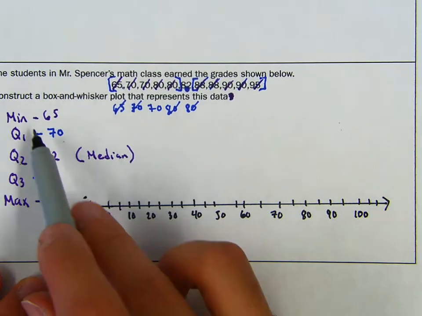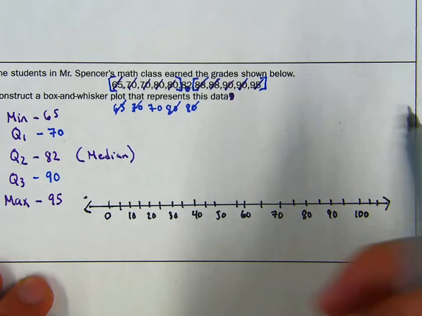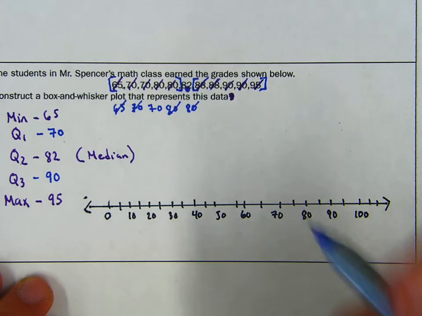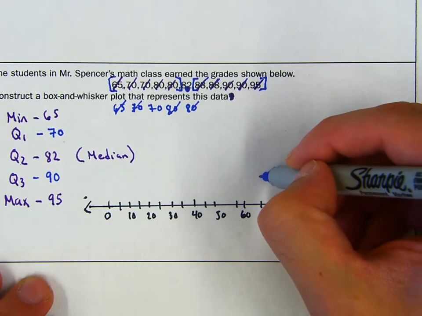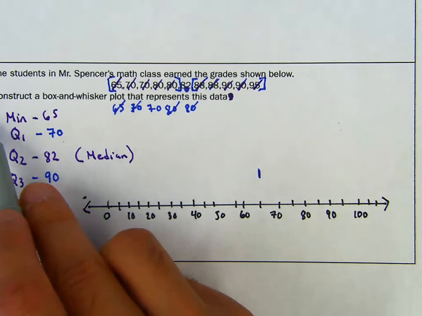We want our min. Our min is 65. Pause the video and take your time, and notice this is just a sketch. Where should I put the min? Right here, 65. Okay, bam. That's my min. So this is the first thing I do.